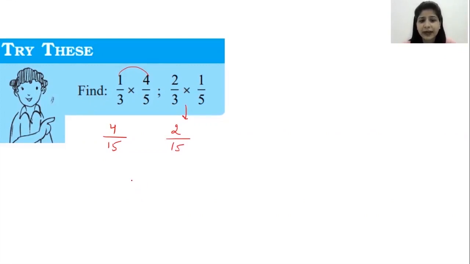Okay, can you compare these two fractions, which one is the greater one? If the denominators are the same, what do we do, students? We compare the numerator. The fraction having the greater numerator is larger. So 4/15 is greater than 2/15 because this represents 4 parts out of 15 parts and this is representing 2 parts out of the 15 parts. So definitely 4/15 is greater.